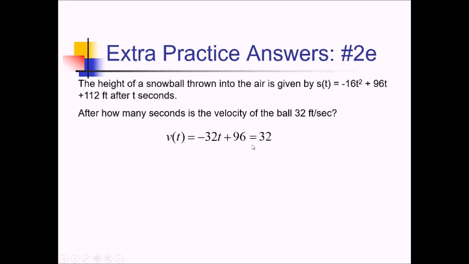Just set that equal to 32 and solve for t. So subtracting 96, that's going to be negative 64. Divide by negative 32, we have time equals 2 seconds.